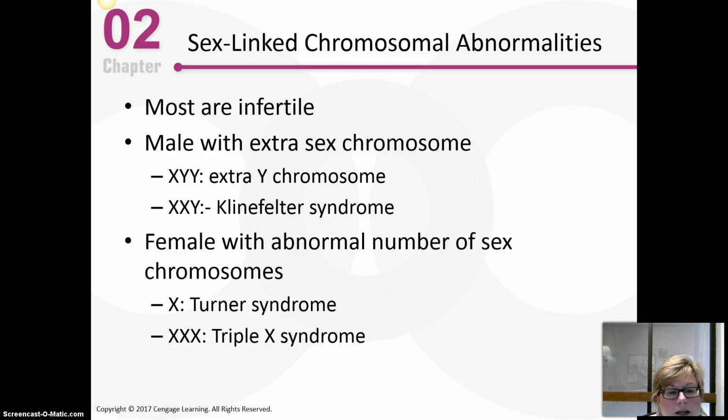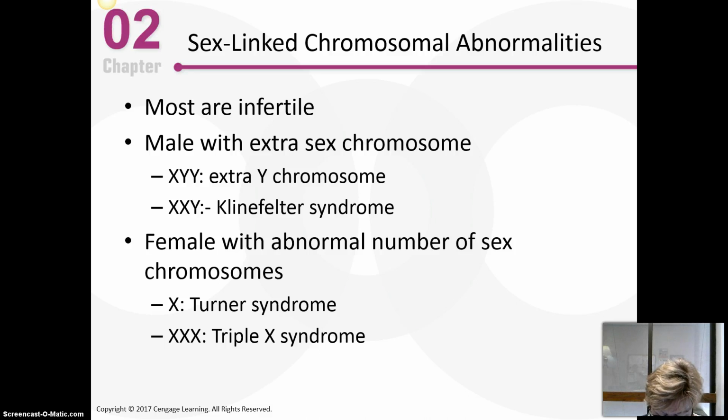The next thing can be a female with abnormal numbers of sex chromosomes. If there's only one X, that's called Turner syndrome. They have poorly developed ovaries and little estrogen, and you will see that again. So just one X is Turner syndrome, and these women have poorly developed ovaries and little estrogen. They are also infertile.